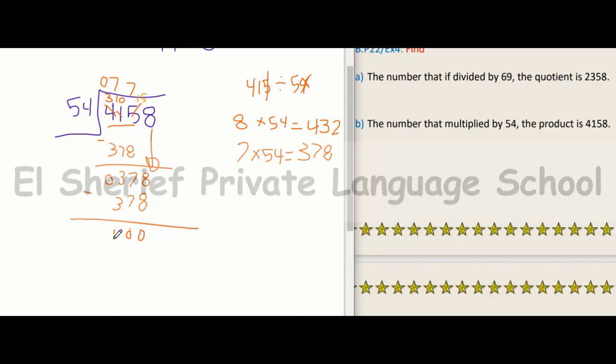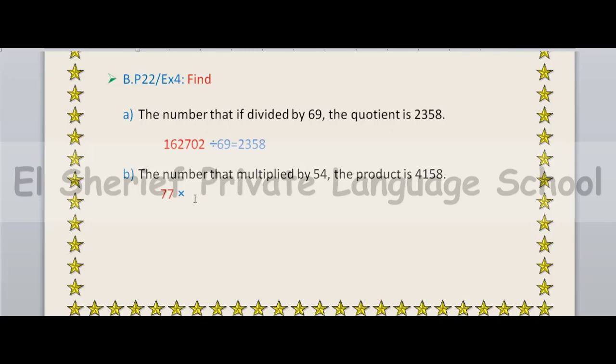3 minus 3 equals 0. Okay, so the result equals 77. Quotient equals 77. So 77 times 54 equals 4158.